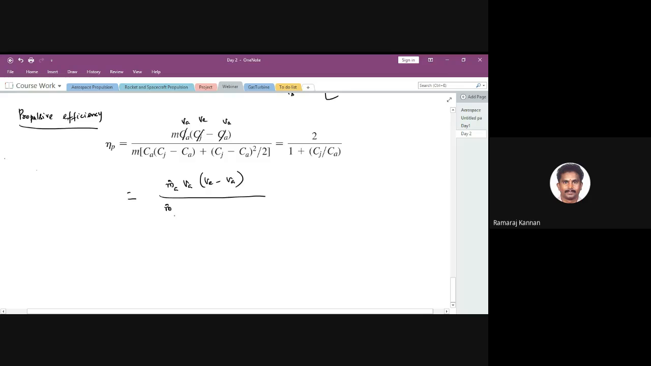Your m dot a into your PE minus PA, plus (PE minus PA) whole square. So this is talking about the kinetic energy of the jet that is coming out. If you simplify that, m dot a cancels out. So finally, if you simplify that, you are going to have 1 plus PE by PA.